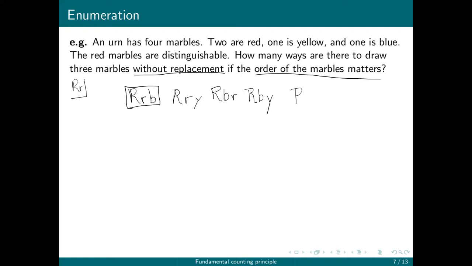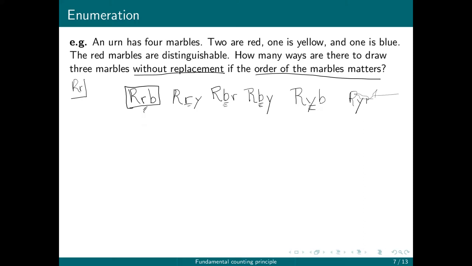Let's pick big red again, because I'm not done exhausting all of these options. I could have picked yellow as my second choice, but now this is the last option for my second choice, right? Because I've done little red, I've done little blue, the only blue one, and now I'm doing yellow. So I'm out of second marble choices now. My third marble can be blue, or my third marble can be the other red one.